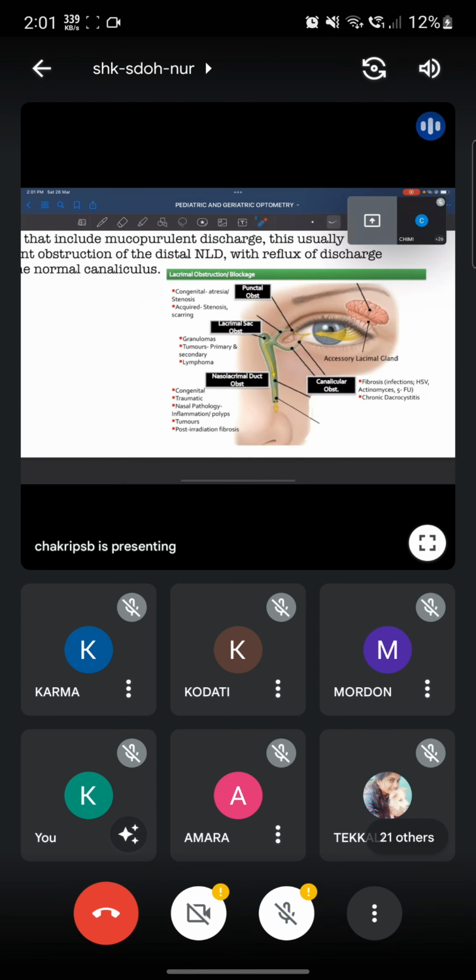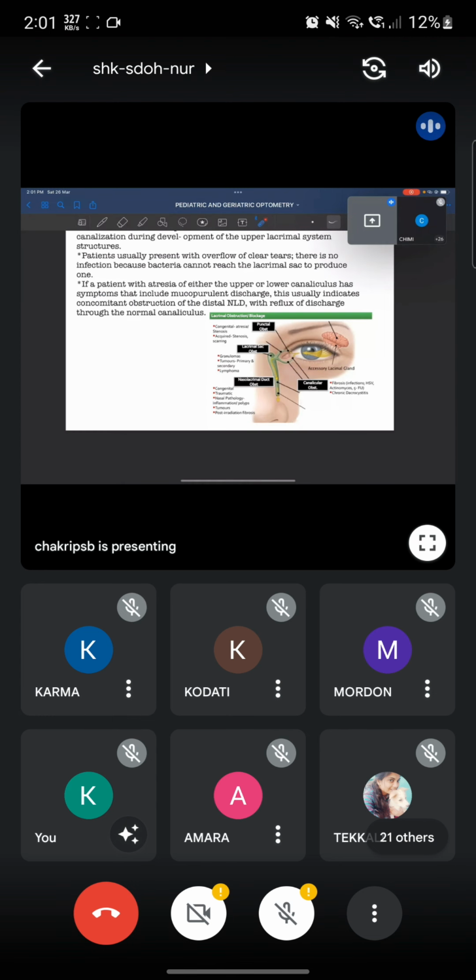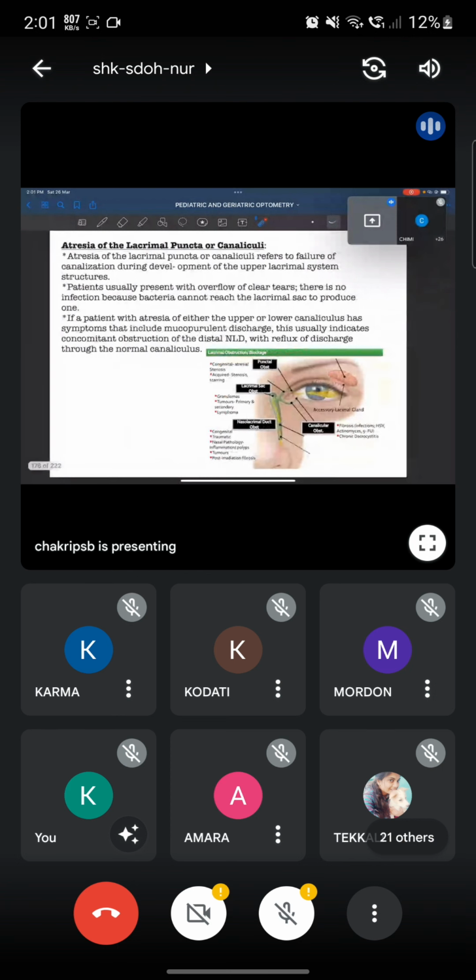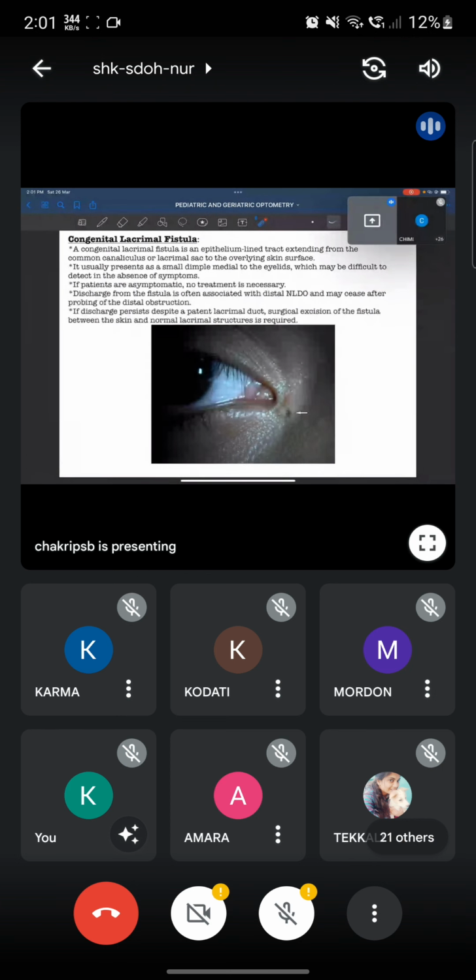So this all happens because of atresia of the lacrimal puncta or canaliculus, nothing but failure or closing of that canalization. This is one condition that causes lacrimal obstruction or blockage. Okay, and the next is congenital lacrimal fistula.